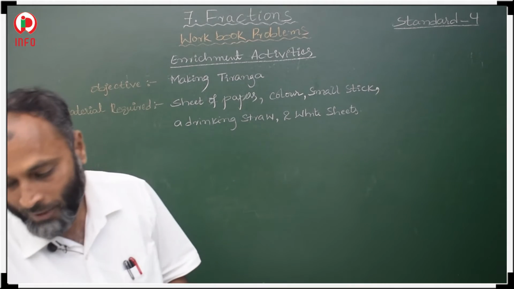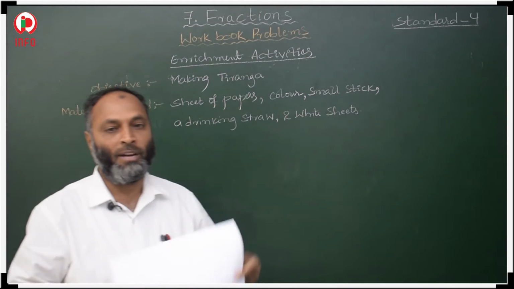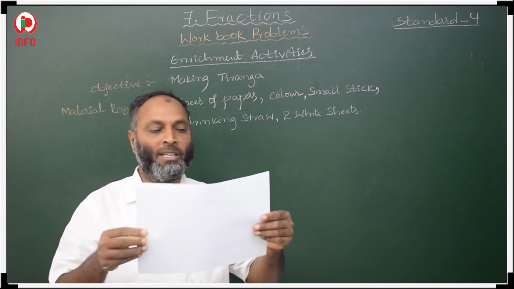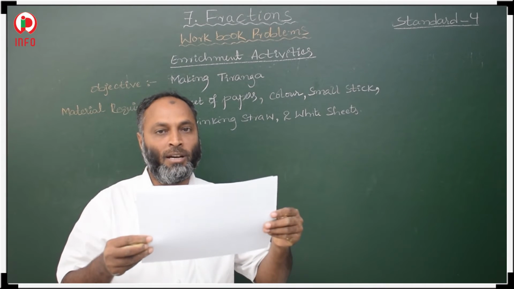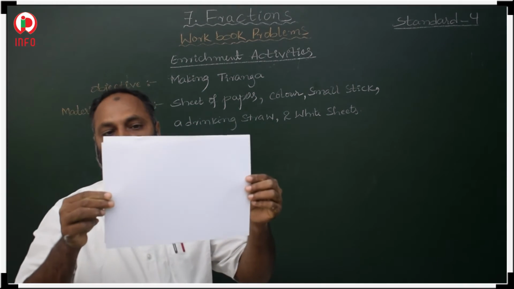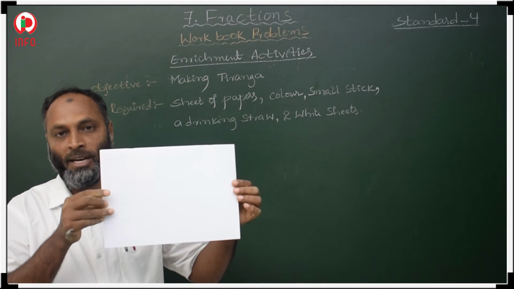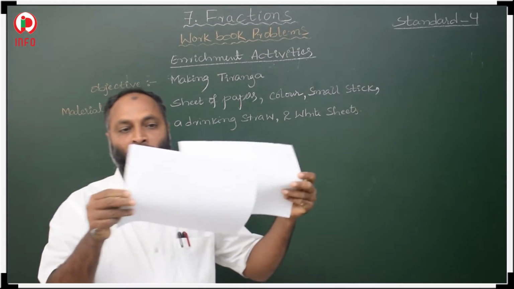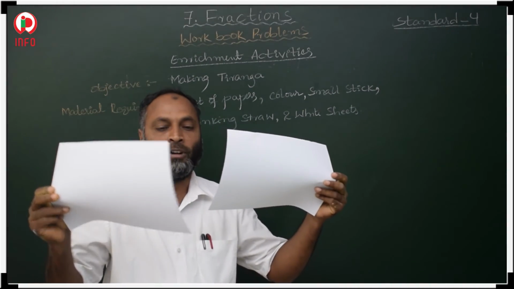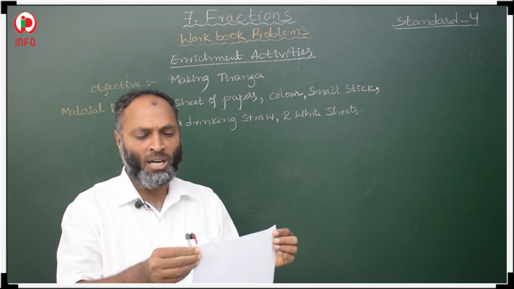Then what do we have to do? First, we have to take 2 white sheets. After taking the 2 white sheets, they should be in a rectangular shape. These A4 sheets are rectangular. After taking these 2 sheets, we have to fold them into 2 exact halves.